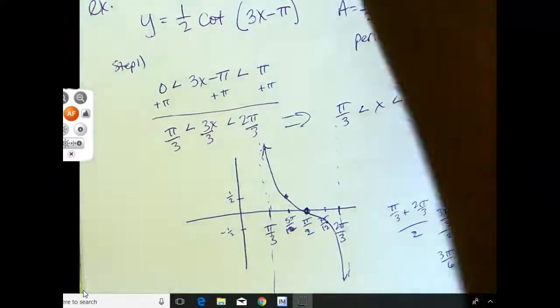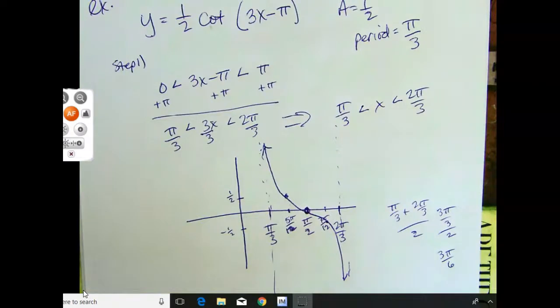Alright, so you only have to do 13 through 23 odd, which is our cotangent.